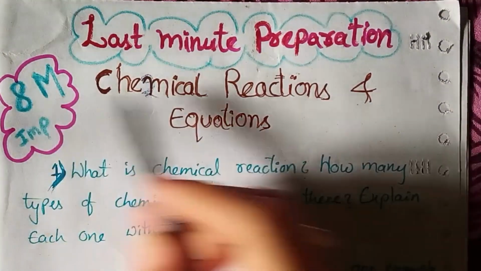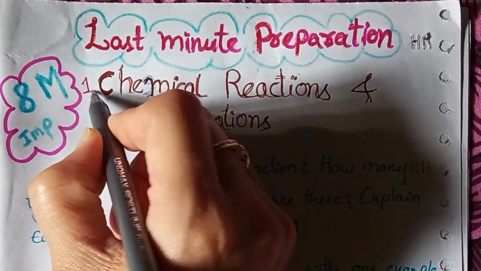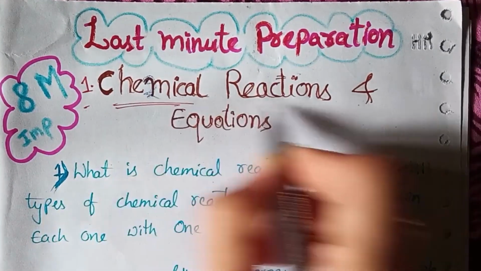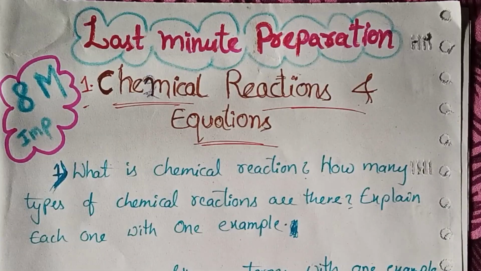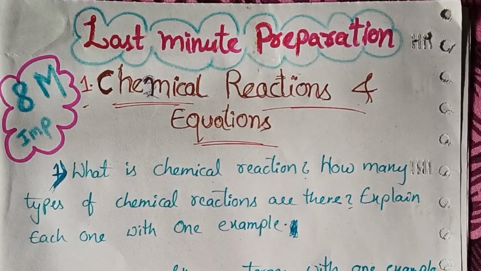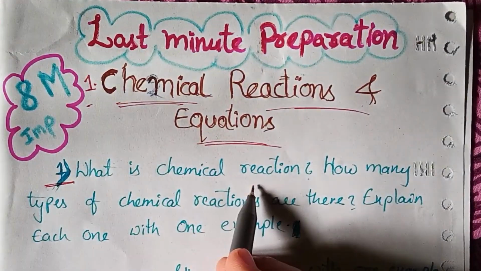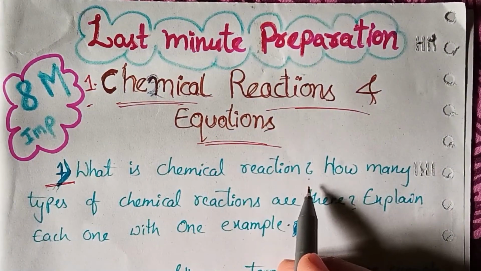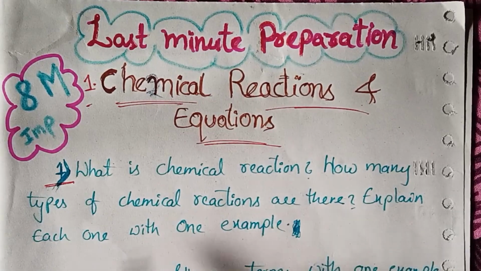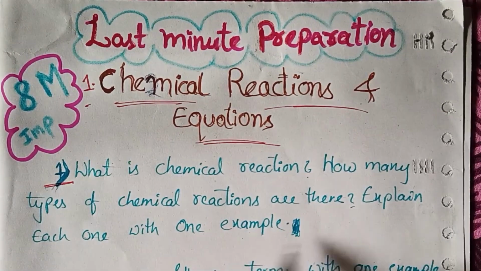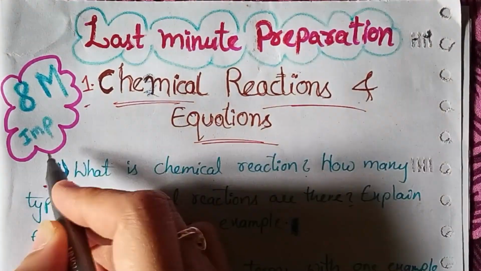Let's see, guys, last minute preparation. Okay, so from unit 1, what is our unit? Chemical reactions and equations. From these 8 marks questions, the very most important 8 marks questions will be: first one is, what is a chemical reaction? How many types of chemical reactions are there? Explain each one with one example. Okay, this is top most important.